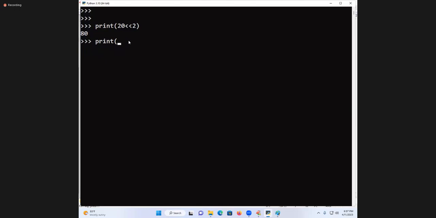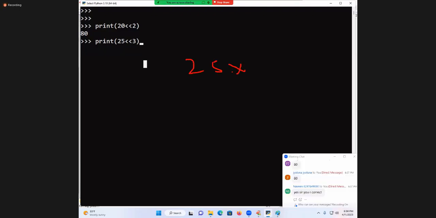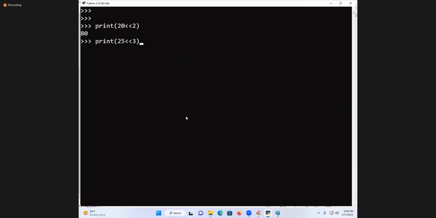Next I am going to see. Now I am going to say 25 double less than something, like 3, I am writing it. What is the answer now? Come on, answer now. 25 into what? 2 cube. 2 cube. 25 into what? 8. What is the answer? Come on. 200 is the answer. So will you answer such questions that are coming? Right. Are you able to follow?